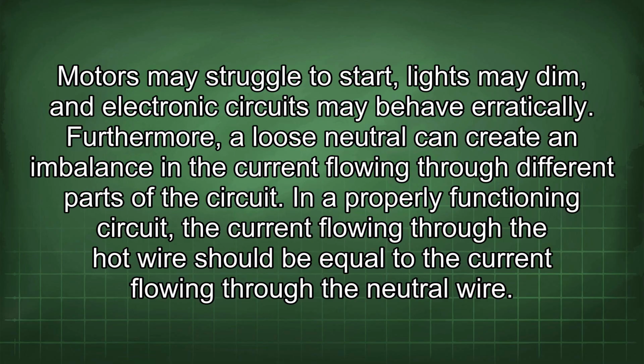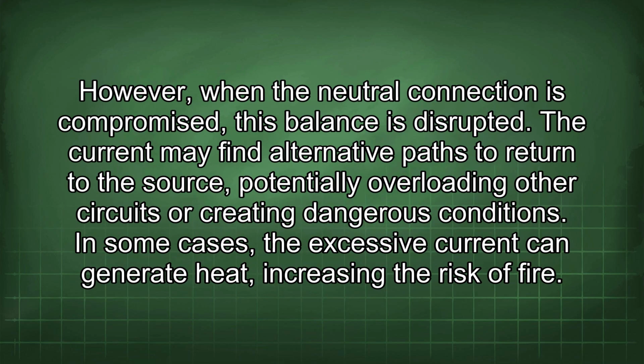Furthermore, a loose neutral can create an imbalance in the current flowing through different parts of the circuit. In a properly functioning circuit, the current flowing through the hot wire should be equal to the current flowing through the neutral wire. However, when the neutral connection is compromised, this balance is disrupted. The current may find alternative paths to return to the source, potentially overloading other circuits or creating dangerous conditions. In some cases, the excessive current can generate heat, increasing the risk of fire.